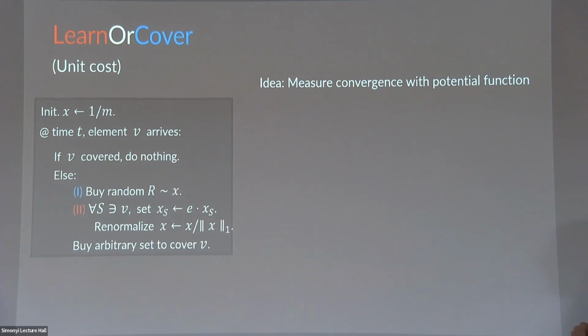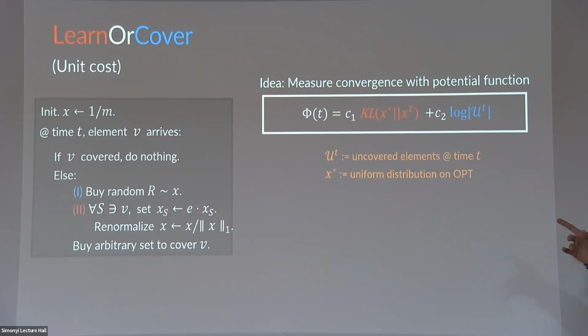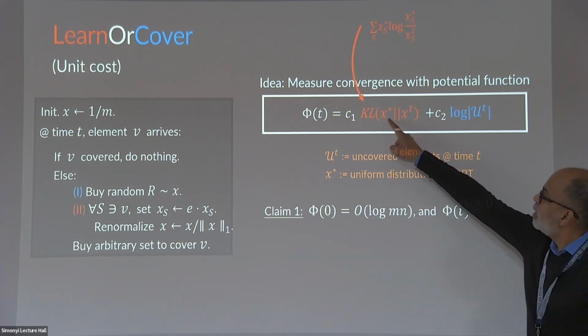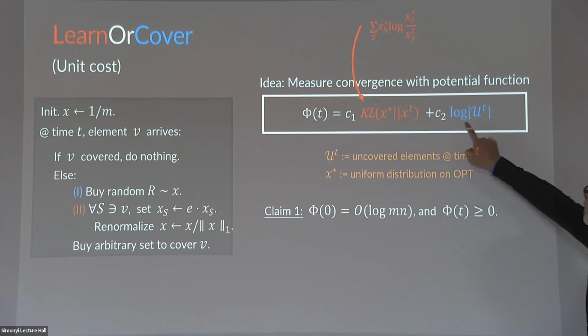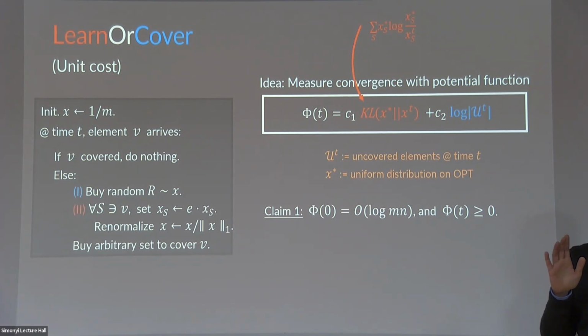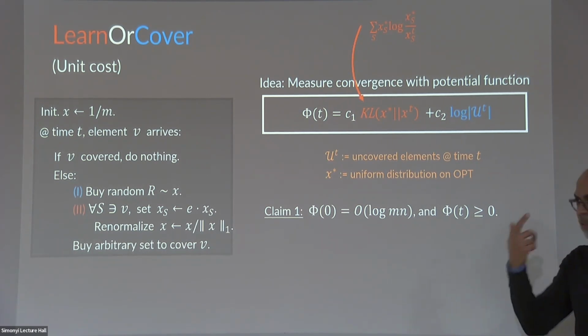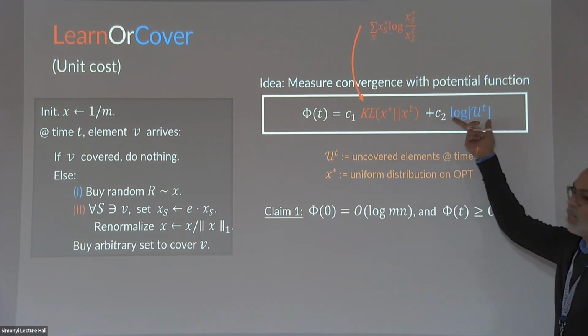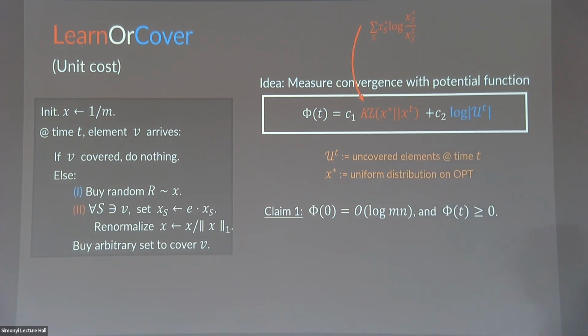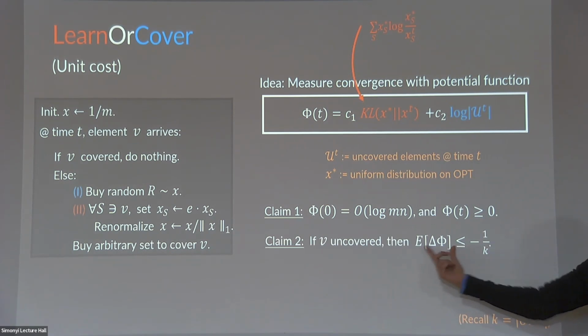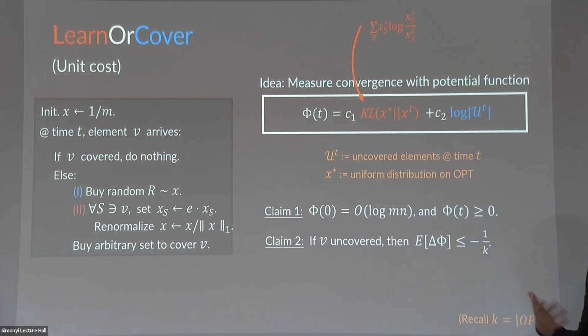And the way we show that this algorithm works is that it always reduces this potential in expectation. It's the KL divergence between my solution and the optimum, plus the number of uncovered elements. So again, I want the same analogy in your mind. Either I'm learning or I'm covering. Either this improves or this improves. This is what I end up showing, that this potential always decreases in expectation.